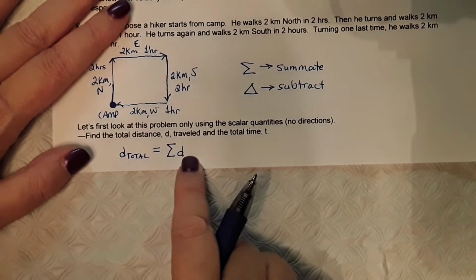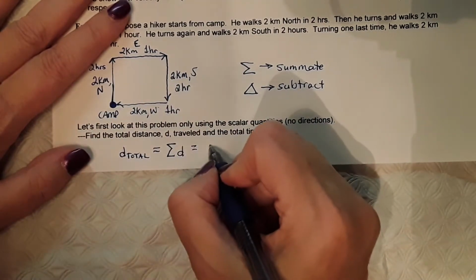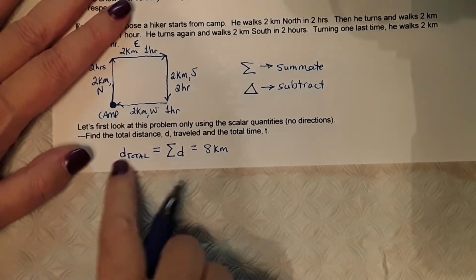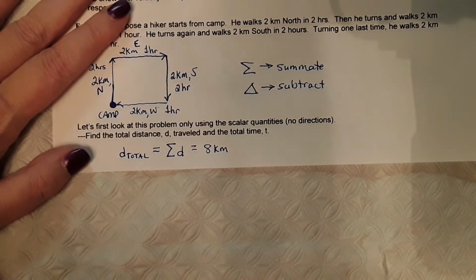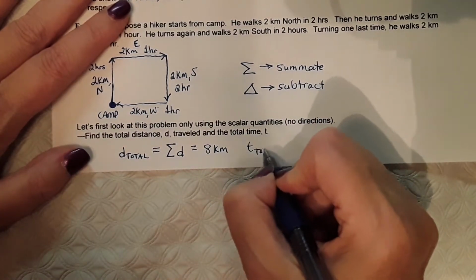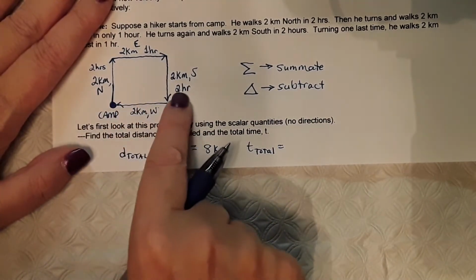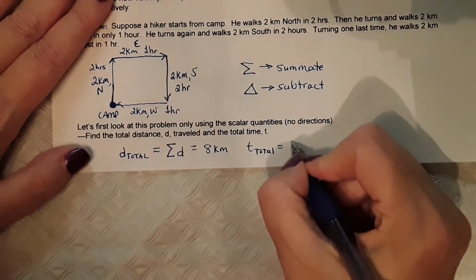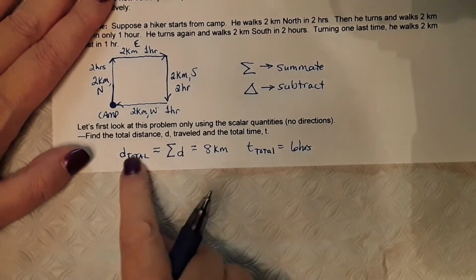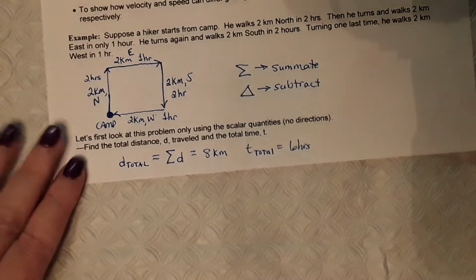So if we sum the distances, we're going to get 2 plus 2 plus 2 plus 2. That's 8 kilometers that the person actually physically walked. That's the path length, the distance traveled in that time. And what is the total time for the trip? Well, that's easy. 2 hours, 3 hours, 5 hours, 6 hours. So this person walked a distance of 8 kilometers in 6 hours. That sounds reasonable, doesn't it? All right, let's go to the next page for a minute.